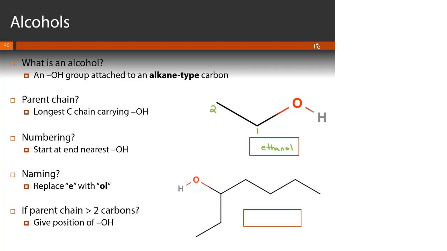Okay, let's try the one at the bottom. So we'll start by numbering our carbon chain. So a 7-carbon alkane would be heptane. We're going to drop the E and replace it with OL. And since this chain is longer than 2 carbons, we need to give a position for our OH group. Our OH group is at position 3. So this molecule would be 3-heptanol.